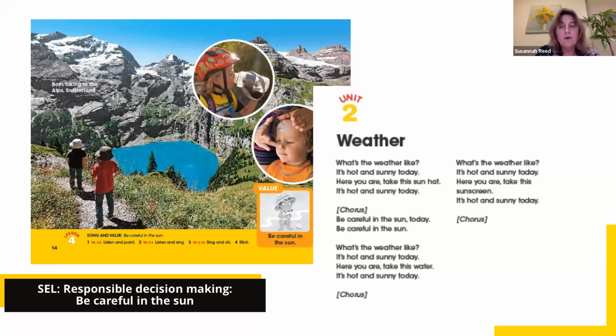And again, the chorus of the song can be repeated when children go out to play on a sunny day. So it becomes a kind of mantra for them all the time, reinforcing the good decision of taking care in the sun and why it matters.